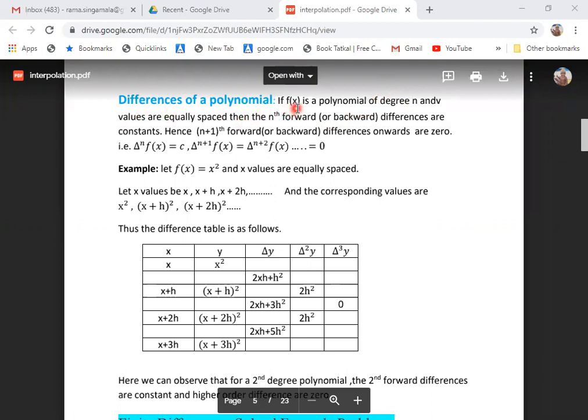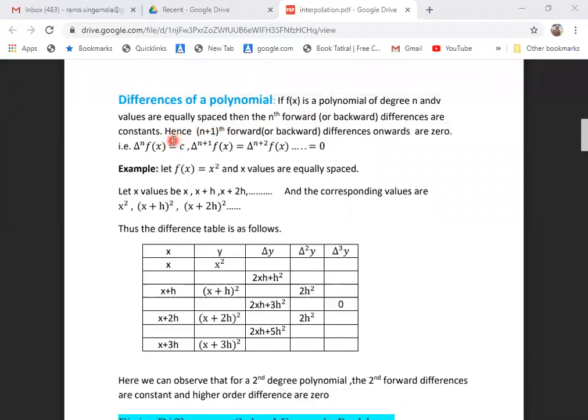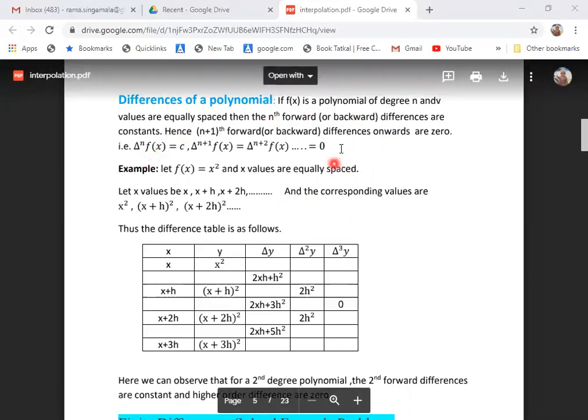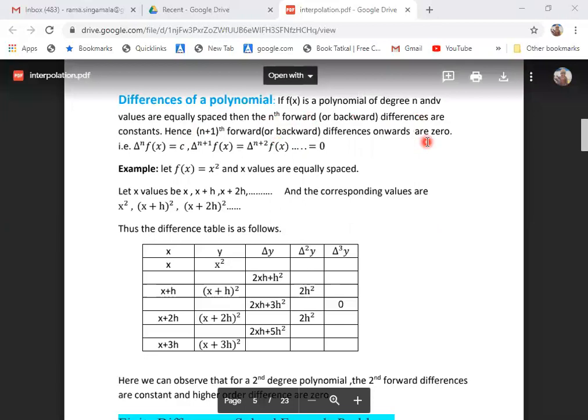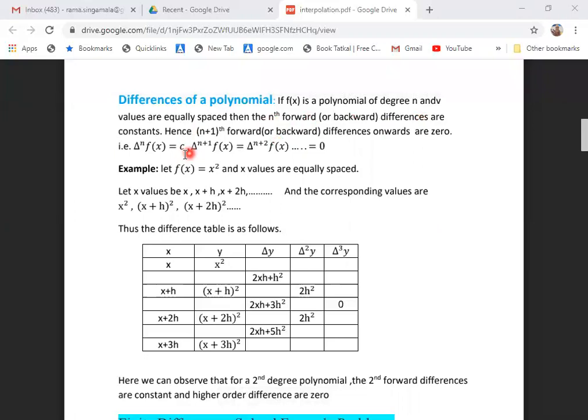Suppose that we are taking a polynomial f of x which is of degree n and the x values are equally spaced. Then the nth forward or backward differences are constants. Hence, n plus 1, n plus 2 and so on forward or backward differences will become 0. Simply this can be written as delta power n f of x is equals to c. Delta power n plus 1 f of x, delta power n plus 2 f of x and so on will become 0.